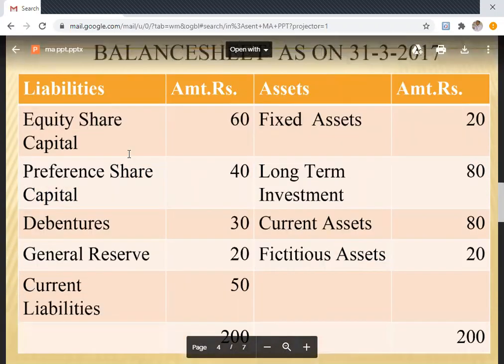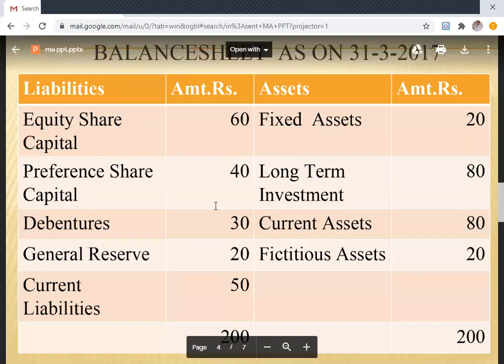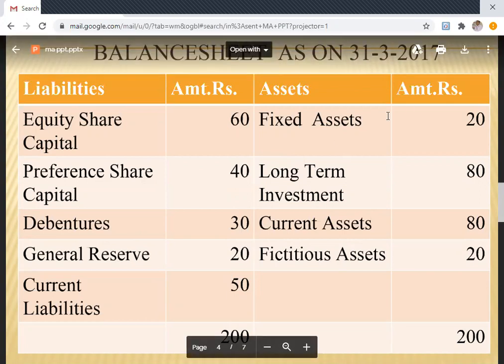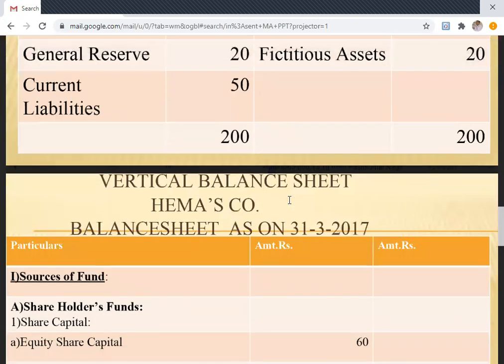If you look at the liability side, there are different items of liabilities: equity share capital 60, preference share capital 40, debenture 30, general reserve 20, and current liability 50. So the total comes to 200 on the liability side. On the asset side, fixed asset is 20, long-term investment is 80, current asset is 80, and fictitious asset is 20. So on the asset side, the total is also 200. Liabilities and assets both tally.